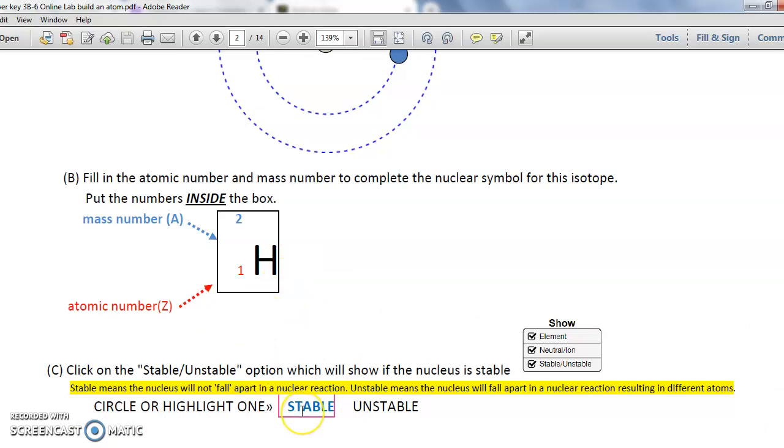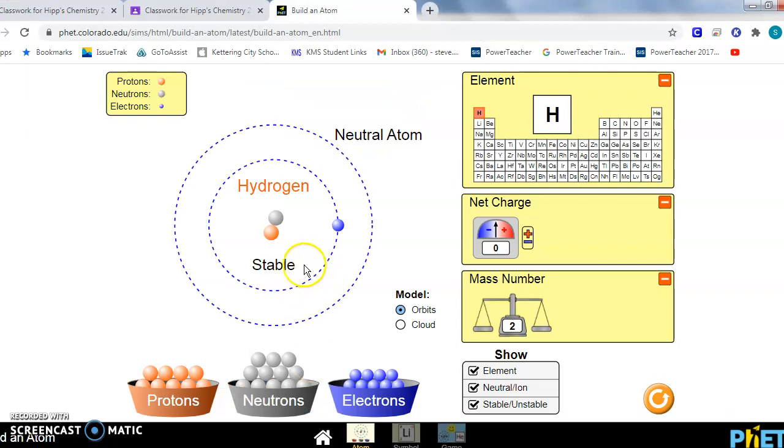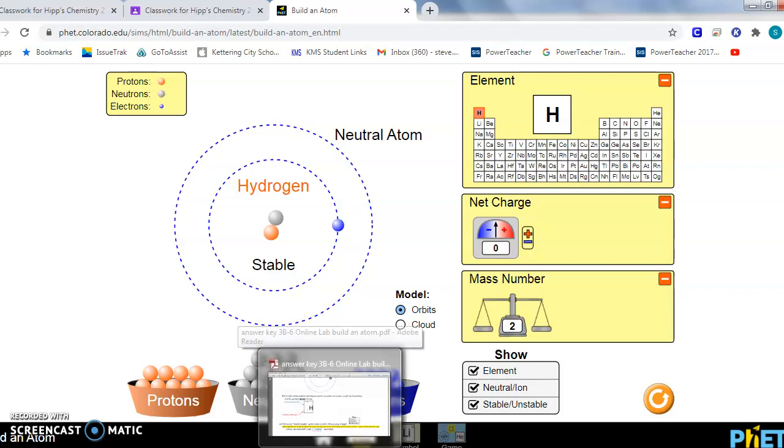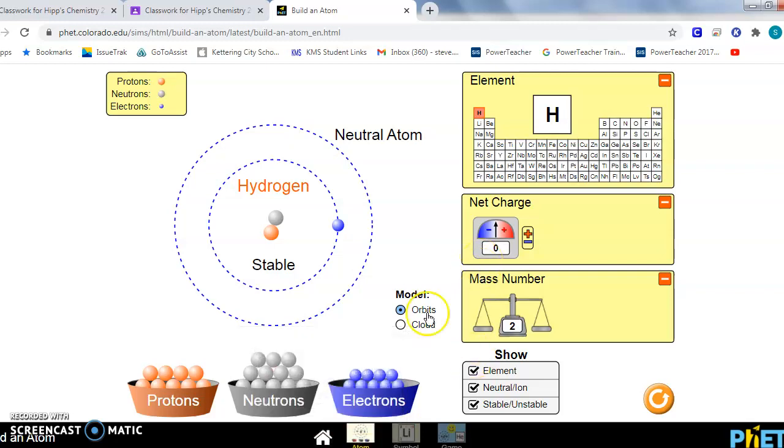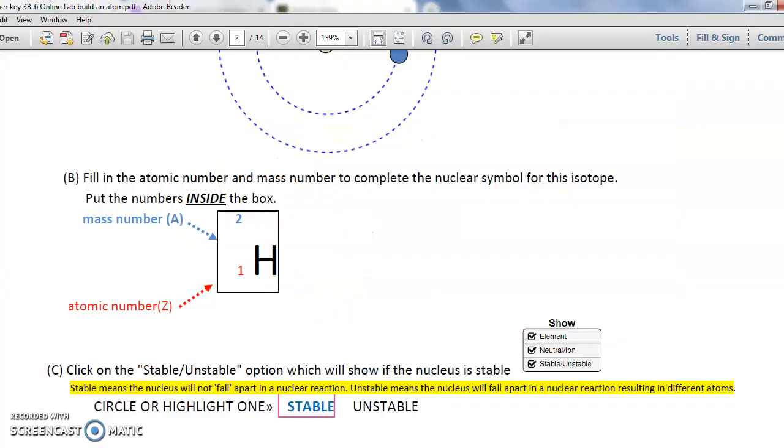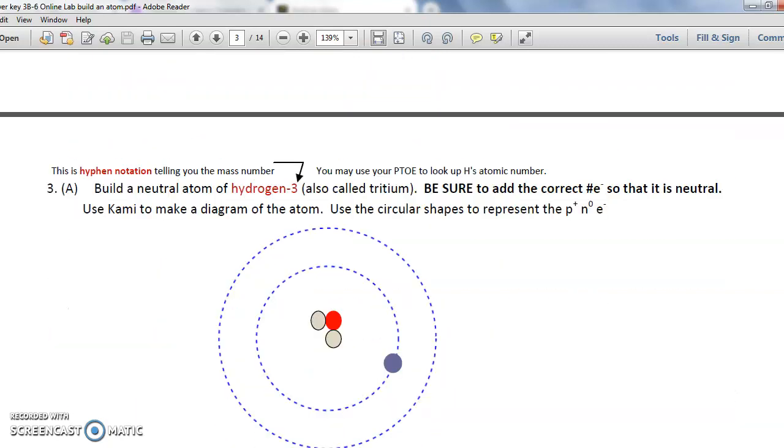There we go. Now, did I change the stability by adding a neutron? Did adding a neutron change the stability? Nope, it's still stable. Now, the next one they're asking us to build is tritium. So, protium is 1 proton. Deuterium is 1 proton, 1 neutron. Tritium is going to have to be 1 proton and 2 neutrons.